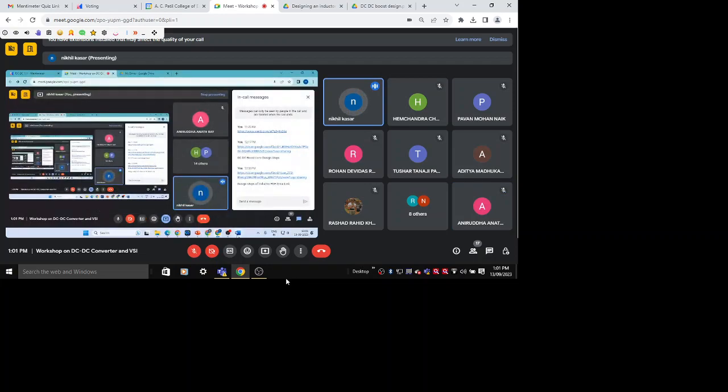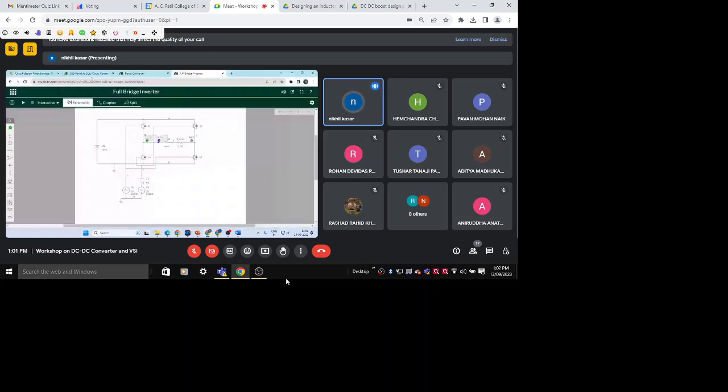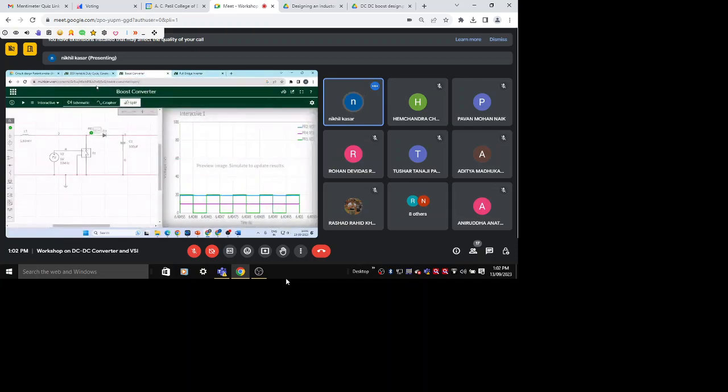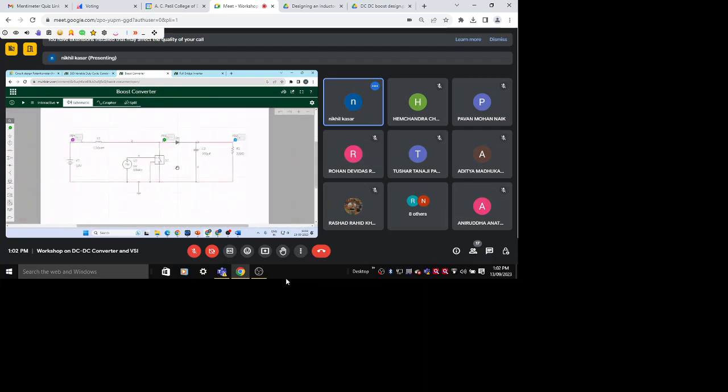So, whatever converter you have designed, you can see the simulation of it first, because mostly we need to confirm the design, or validate the design. So, I can show you that boost converter. This is Multisim Live, so online we can simulate this. You may use other software also. So, here it is.